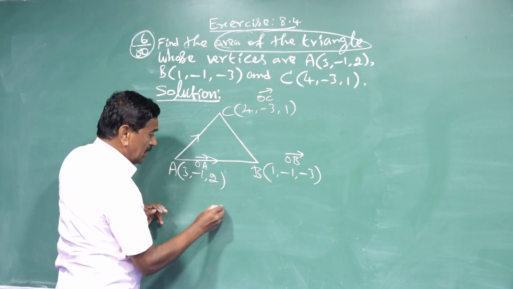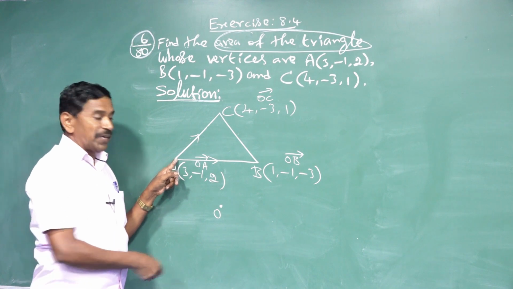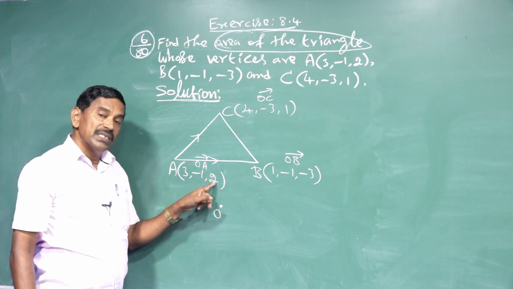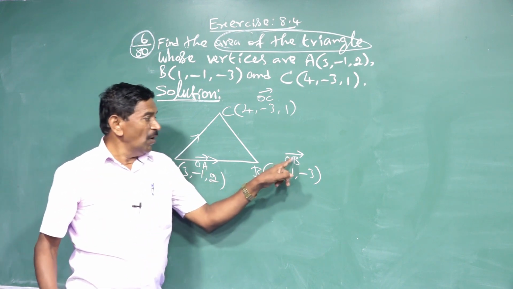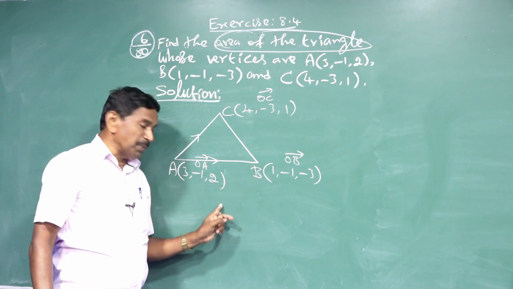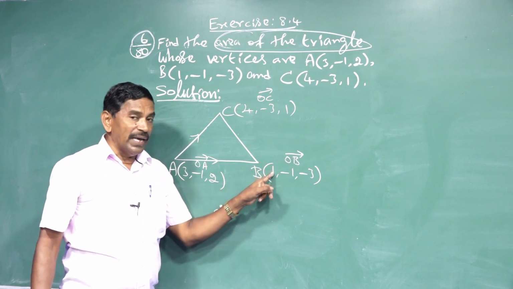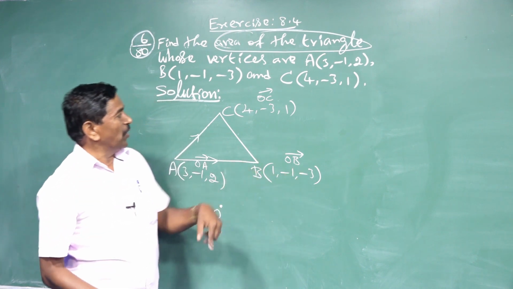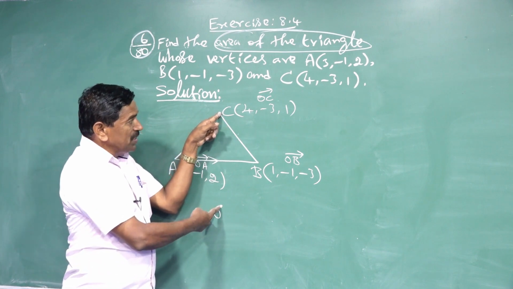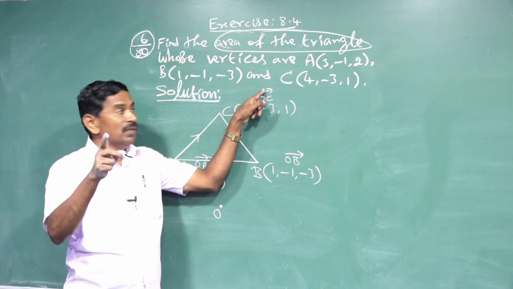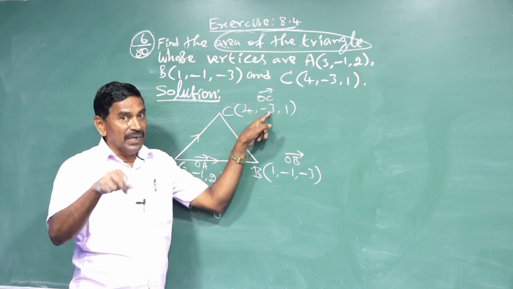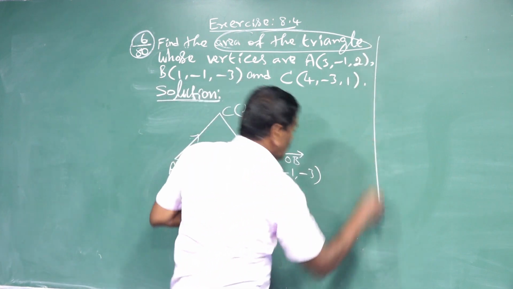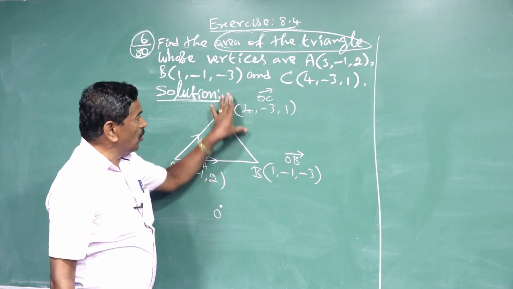O is the origin; the origin can be anywhere. The position vector of A with respect to origin O is OA vector, so OA vector equals 3i cap minus j cap plus 2k cap. Similarly, the position vector of B is OB vector equal to i cap minus j cap minus 3k cap. The position vector of C is OC vector equal to 4i cap minus 3j cap plus k cap. That's all. Now, let OA vector, OB vector and OC vector be as given.